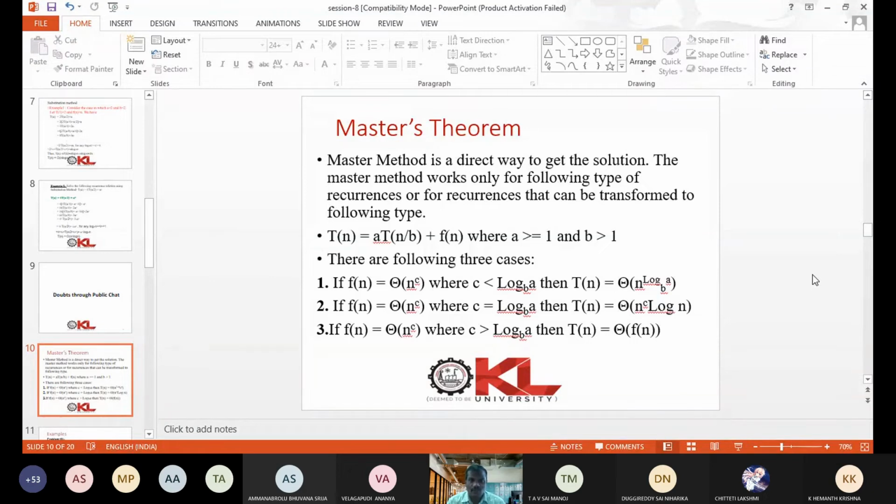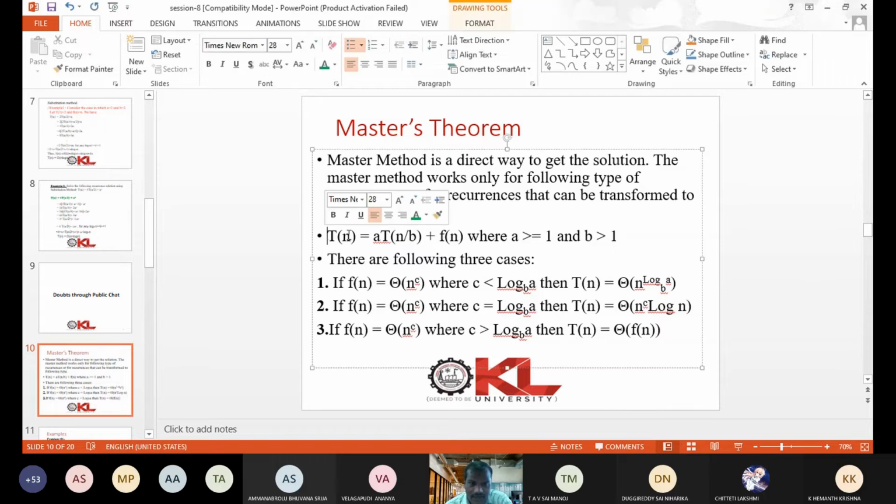Normally the recursive equation for the divide and conquer technique can be expressed as T of n equal to A into T of n by B plus F of n, where A and B are greater than 1. You remember this.